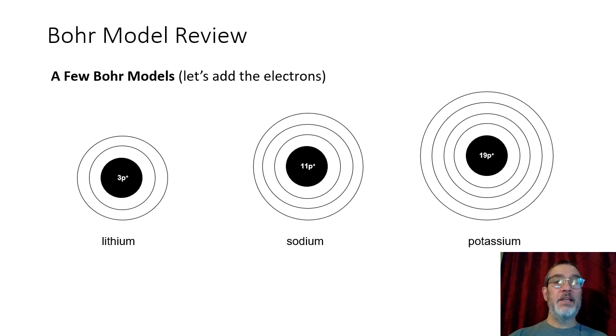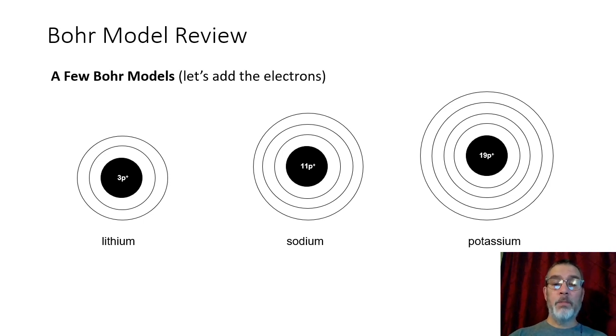If you look at the periodic table, you'll see that these are in the first column of the periodic table, or the first group. So lithium is atomic number 3 and contains 3 protons. In order to have a neutral atom, lithium also must include 3 electrons.